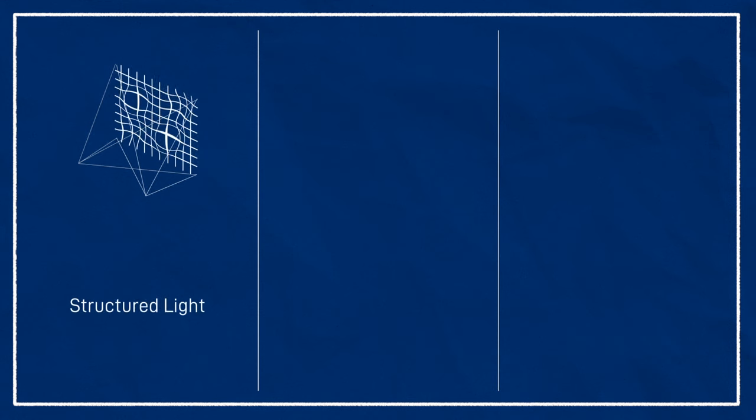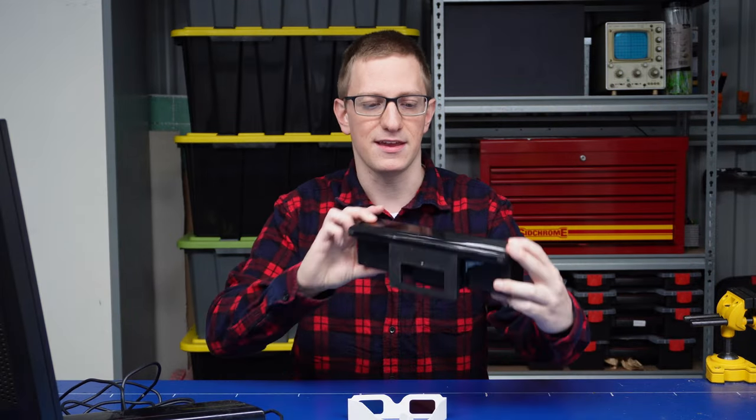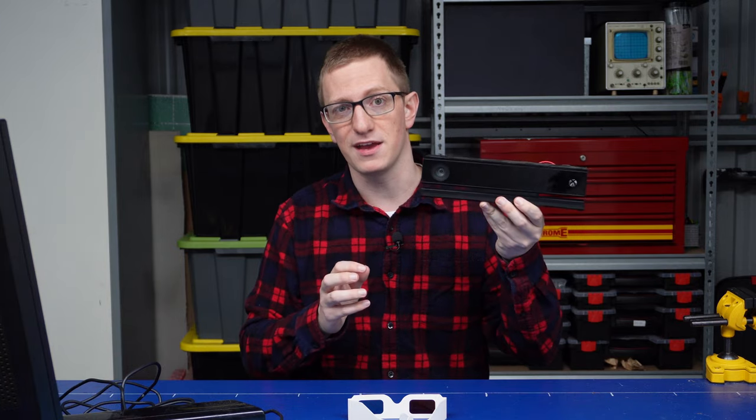This is where it'll broadcast an infrared pattern onto the environment around it and then use a camera to detect distortions in that pattern. That's how the first Kinect on the Xbox 360 worked. The second type is time of flight, and this is where it broadcasts pulses of light and then it detects the time that it takes for those pulses to come back to the camera. This is very similar to how a LiDAR works, and that's how the Kinect version 2 from the Xbox One worked.